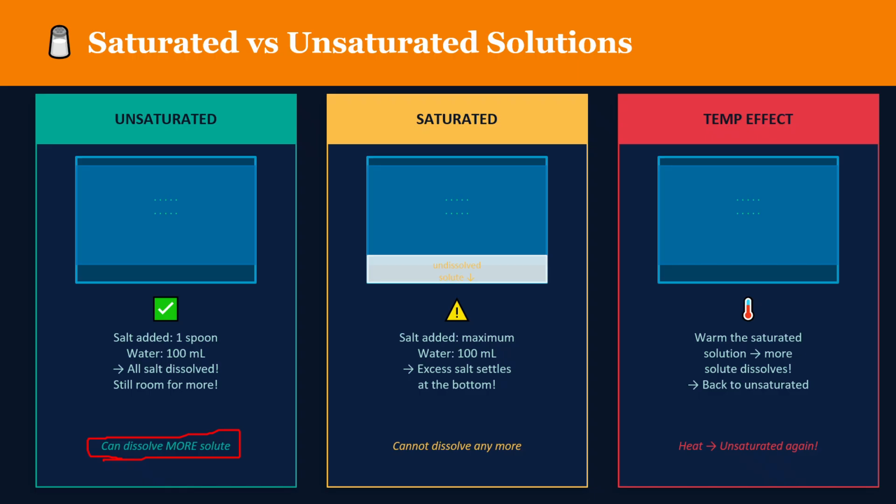But what happens if you keep adding more and more salt? After some time, salt stops dissolving and starts settling at the bottom. Now the solution becomes a saturated solution. That means it cannot dissolve any more solute. But here is an interesting trick. What if we heat the solution? When temperature increases, more solute dissolves again and the solution becomes unsaturated once more. So temperature plays an important role in dissolving substances.